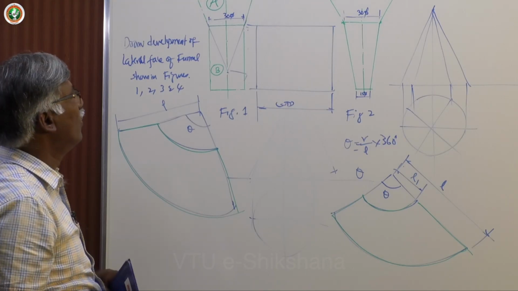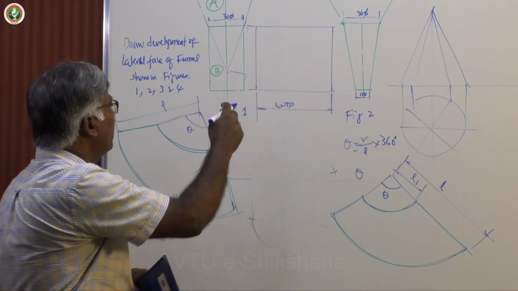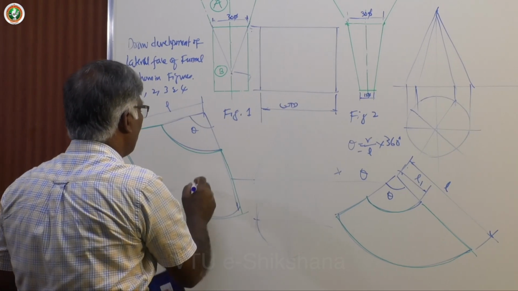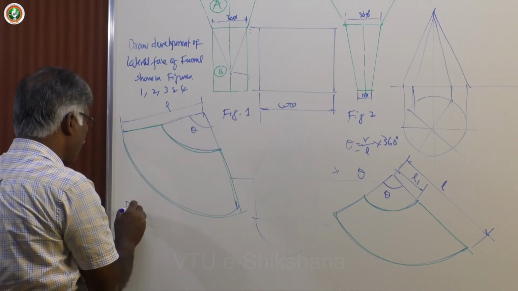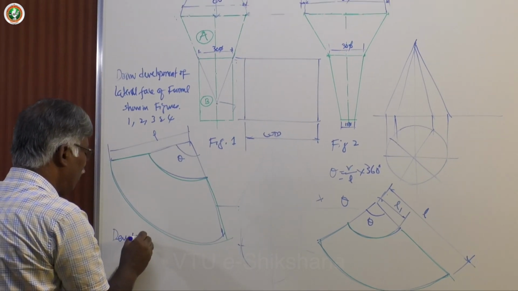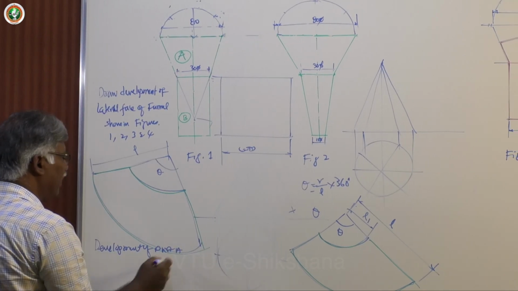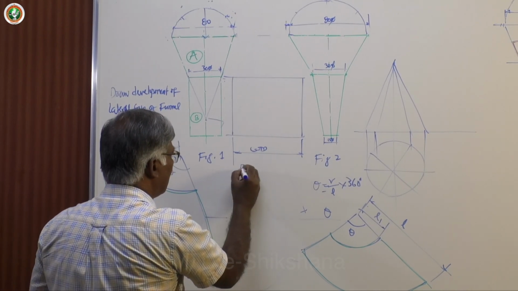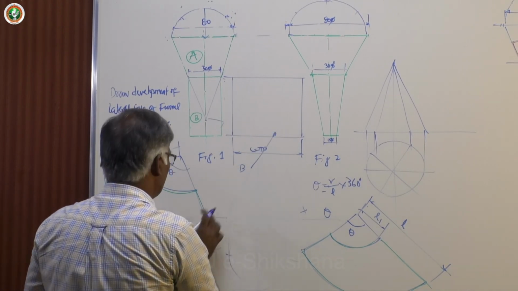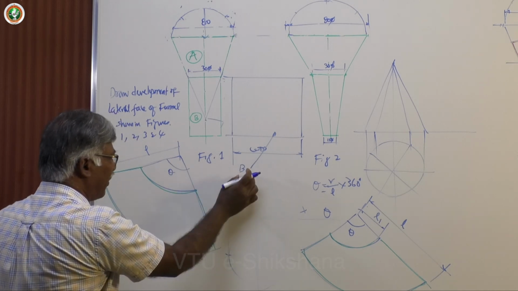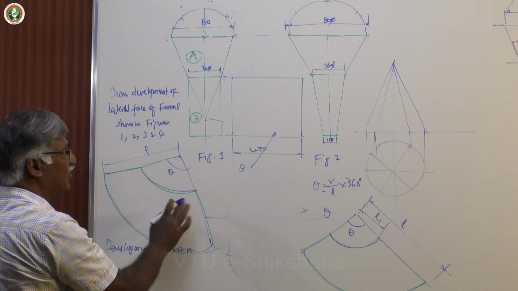Now this is the development of part A. This is the development of part B. So you can clearly write development of part B, development of part A. So that's all.